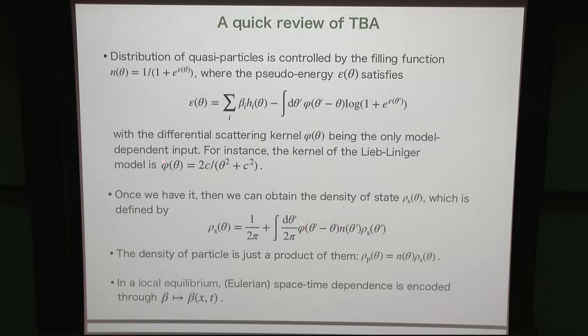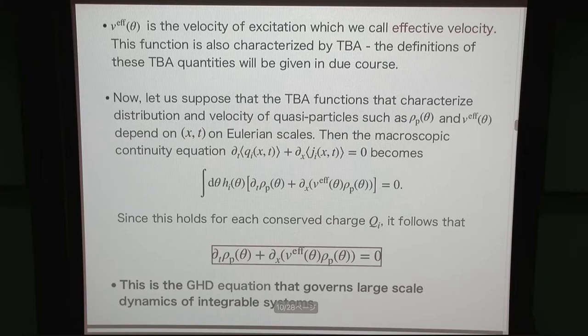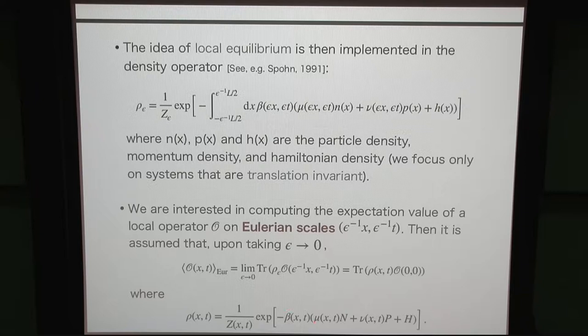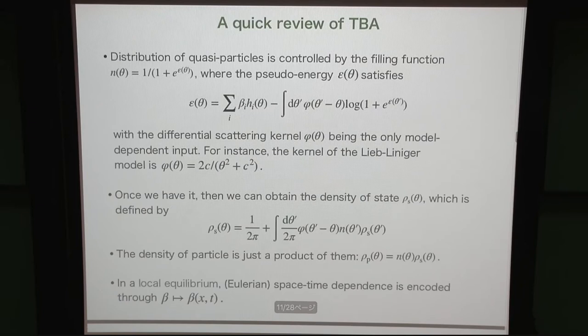But these are expected to describe the equilibrium state, and what we need is a local equilibrium. So how can we implement space-time dependence in these quantities? That's the question, but the answer is very simple. If you recall that the expectation value on the Eulerian scales can be evaluated with this operator, the answer is just to implement this space dependence explicitly through the Lagrange multipliers. That's what we do here, and now we have these quantities that can describe the local equilibrium.